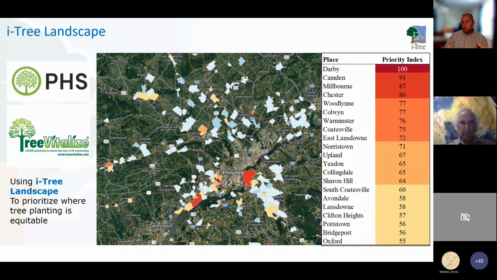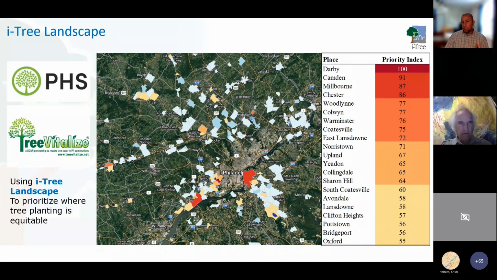But when you get outside to smaller communities, communities that have 5,000, 10,000 people, how do you decide which one of those to go to? iTree Landscape can be perfect in those cases. And that's what we're looking at here. So this is a map, and the woman we work with at PHS is Dana Dentiste, and she does the outside of the city planting. She's in charge of that.